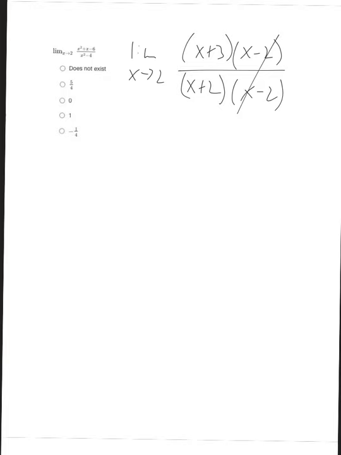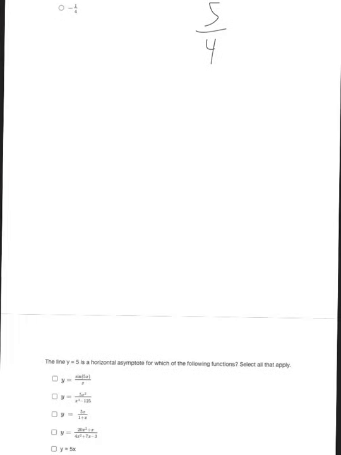The numerator is x plus 3 times x minus 2. The denominator is x plus 2 times x minus 2. How nice, the x minus 2's cancel out. I can now plug in. I've eliminated the problem that gave me the 0 in the denominator, and I'm going to get 5 over 4. A lot of numerators of 5 here. Not a trend that we can expect on the actual exam.